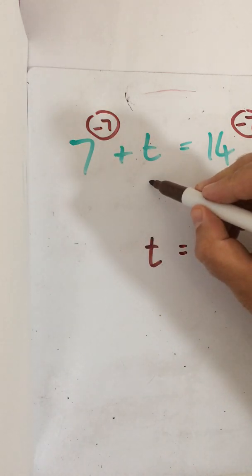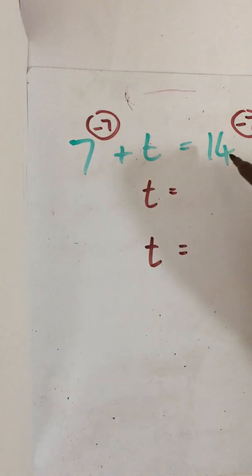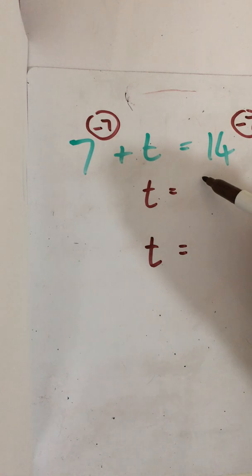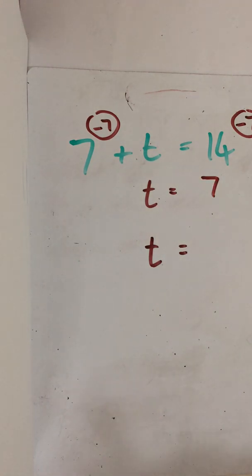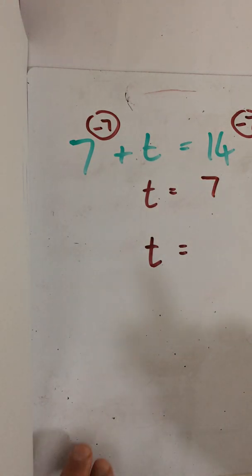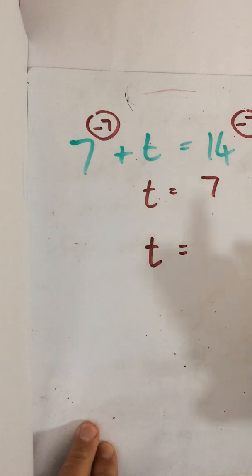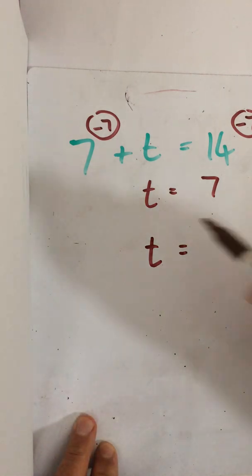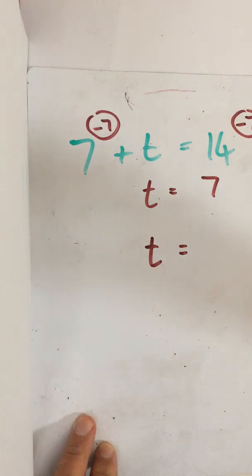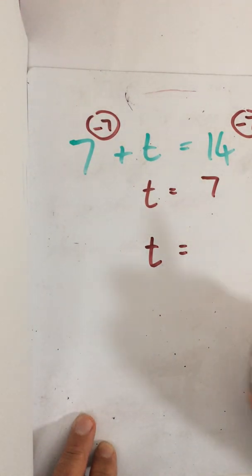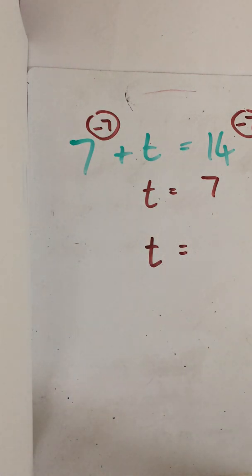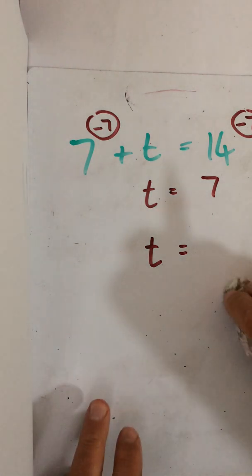So 7 take away 7 is 0. So that leaves me with just t on this side. 14 take away 7 is 7. t is equal to 7. It's called the balance method. Now I know you can do that in your head. I know the temptation is to think, why am I wasting my time doing it with this method? But I promise you, it'll reap the benefits later on when we're doing the harder stuff.